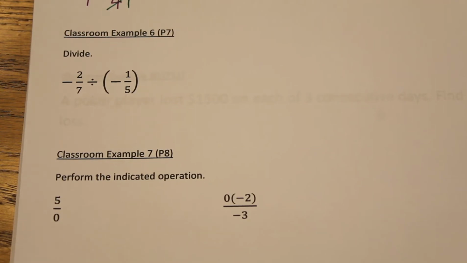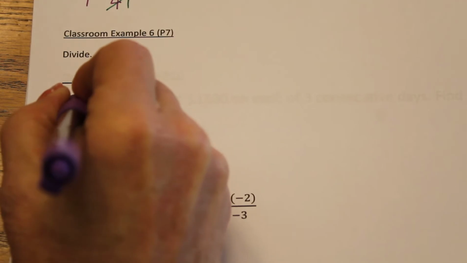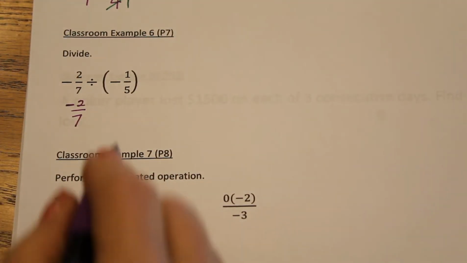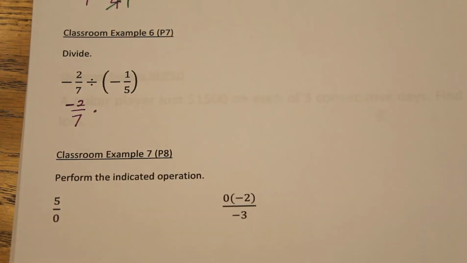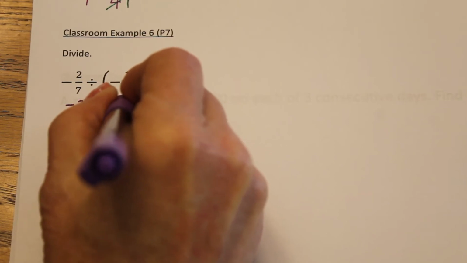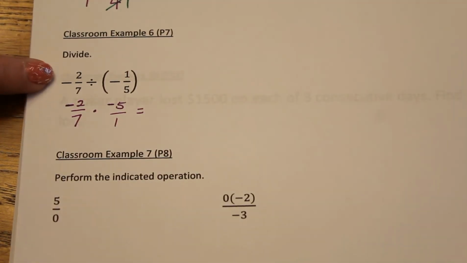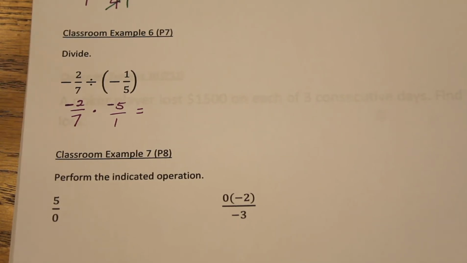All right, here we're going to follow our two-step process. Negative 2/7, we're going to change multiplication to division. I'm sorry, I said that backwards. We're going to change division to multiplication. And then we're going to use the reciprocal of negative 1 over 5. That's going to be negative 5 over 1. It's not a division problem anymore. It's a multiplication problem.